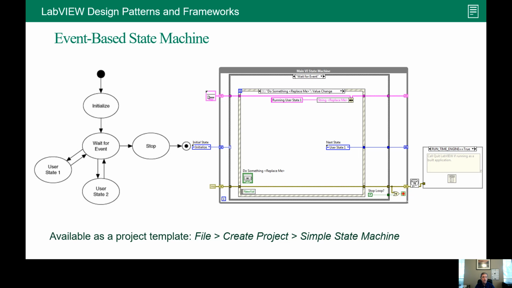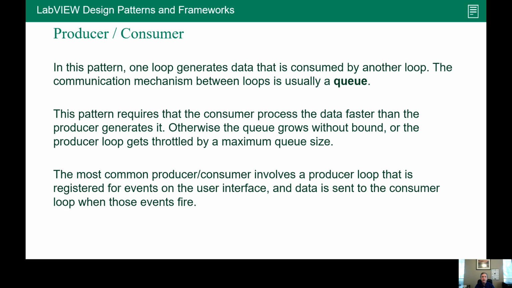Now, another design pattern, probably the second most common that you'll see after a state machine, is the one that's called a producer-consumer. Producer-consumer is referring to a multi-loop design on a block diagram, where one loop, in its purest form, one loop will generate data, it produces information, and then another loop consumes that same information. And that's where we get the name producer-consumer. And the way that the data is transferred between the two loops is usually with a queue.